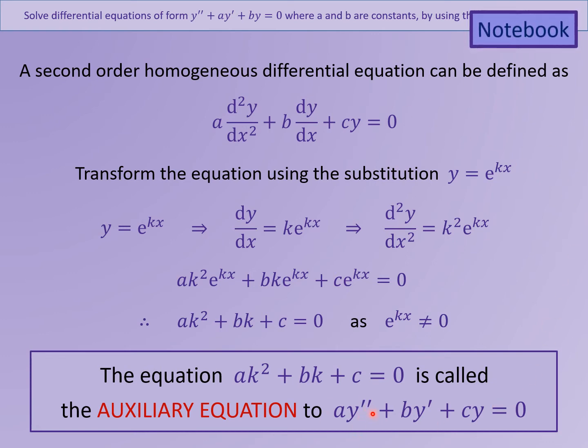y double dash is the second derivative of y. y single dash is the first derivative of y. And of course, there's no y term just in there, on this side equals 0, plus cy on that part. Okay, so take your time, get down what you need.